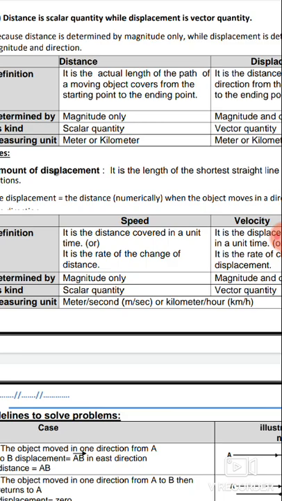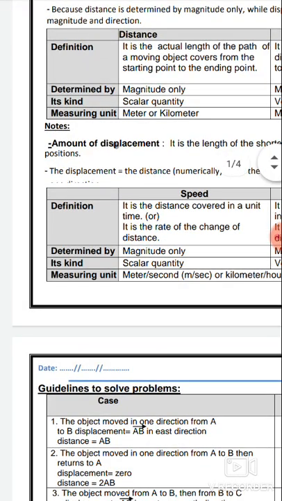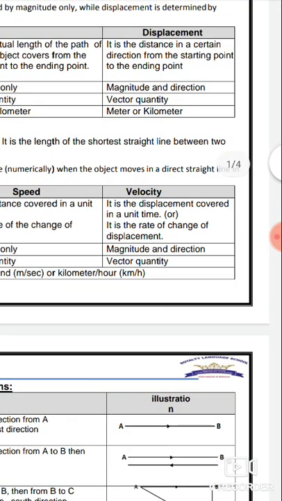Now, how about differentiating between speed and velocity? Speed's definition: it is the distance covered in a unit of time, or the rate of change of the distance. To be determined, it needs magnitude only. Speed is a scalar quantity, and its measuring units are meter per second or kilometer per hour.